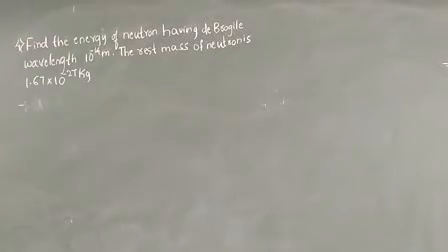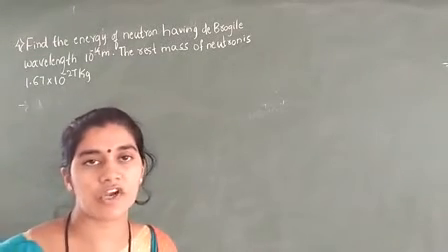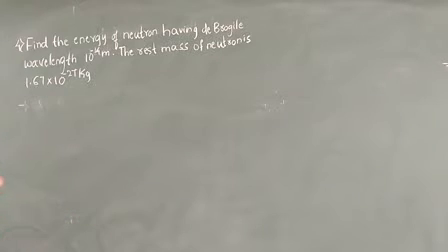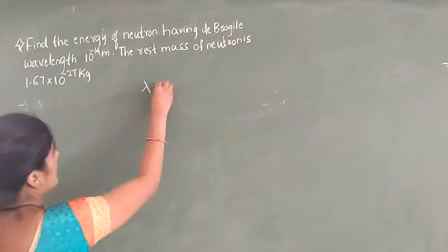Now, next question. Find the energy of the neutron having the de Broglie wavelength 10 raised to minus 40 meter. They have given that de Broglie wavelength is 10 raised to minus 40 meter. The rest mass of the neutron is 1.67 into 10 raised to minus 27 kg. Now, in this condition, we have to find the energy of the neutron. They have given the value of lambda, and they have given the mass. First write the value of lambda.